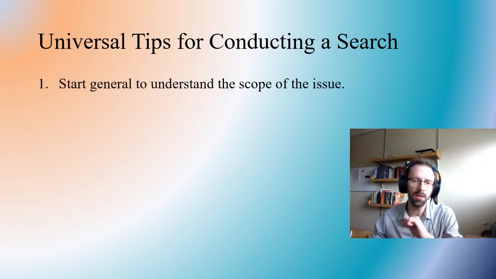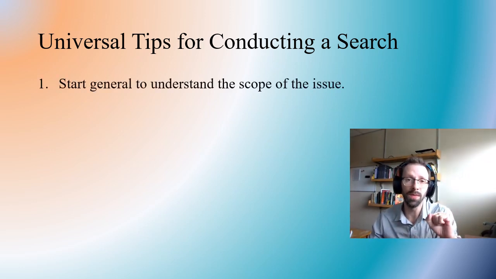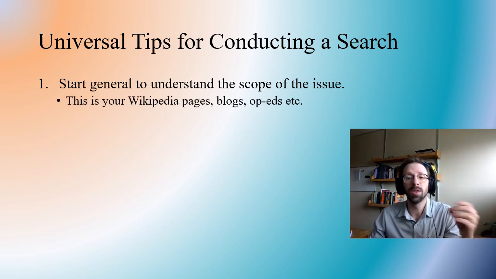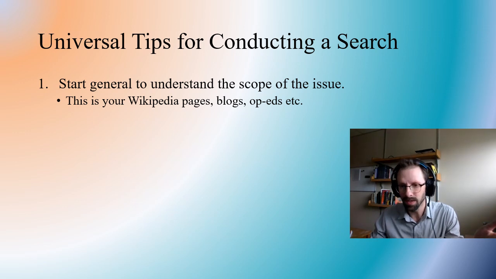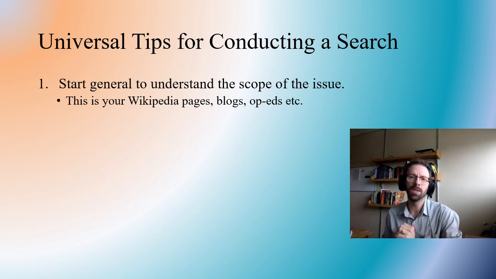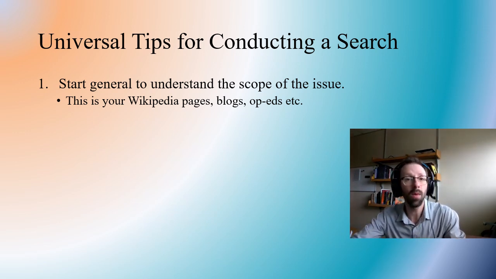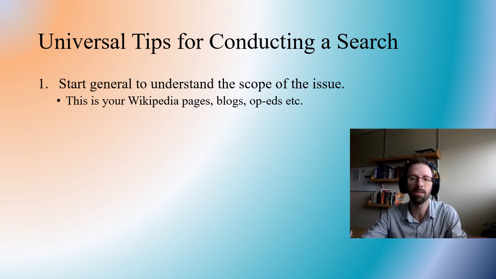Step 1, start general to understand the scope of the issue. This is your Wikipedia pages, this is your blogs, this is your op-eds, this is whatever pops up on Google. But the most common mistake I see students making is they stop there. It's not going to be useful to you to find that general information and then use that as a reference in your paper. It's not going to be good enough. It's going to be too general.